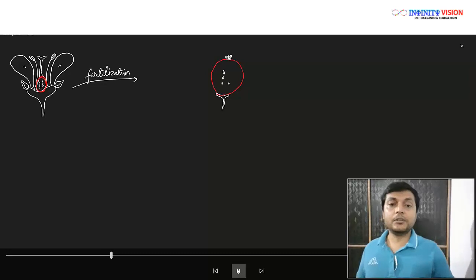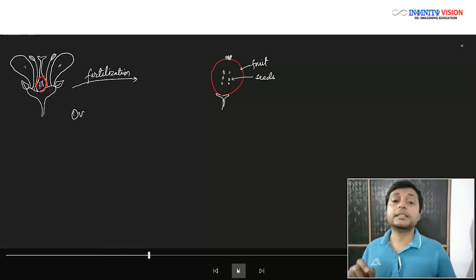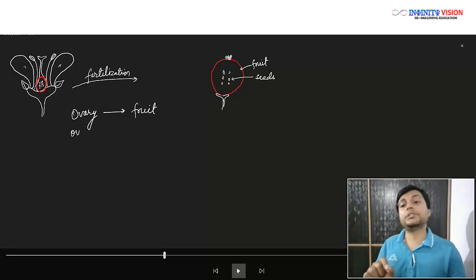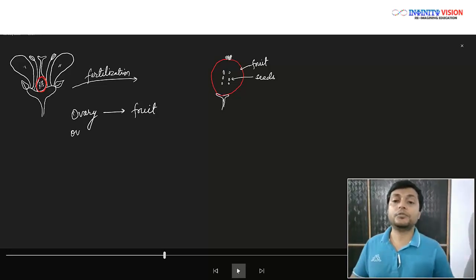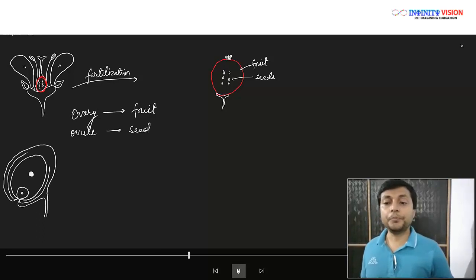Now inside the ovary, the ovule also transforms and they become seeds. Correct? So what we are saying here is after fertilization or post fertilization, the ovary is transformed into fruit. Okay, and the ovule is transformed into seed.